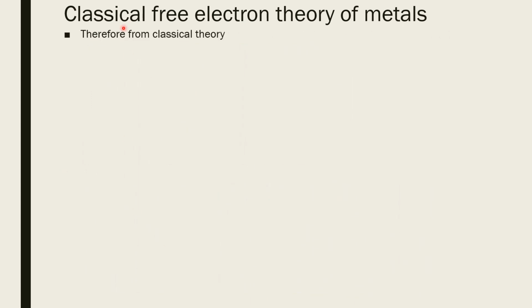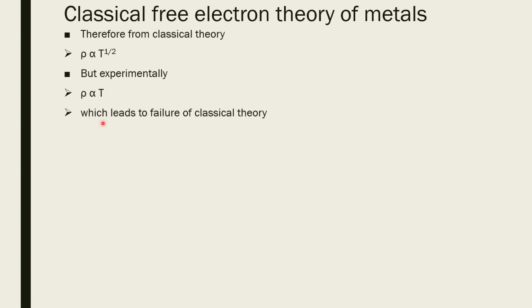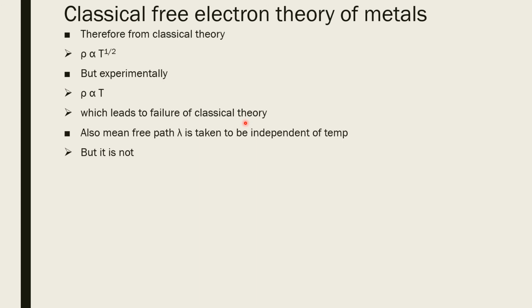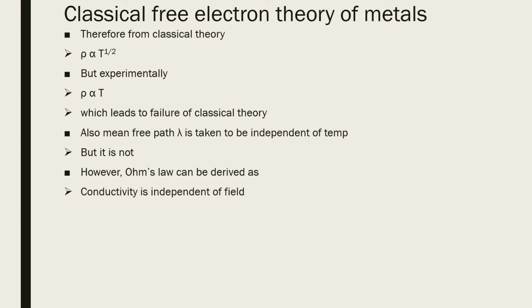Therefore, from classical theory, rho is directly proportional to T raised to half. But experimentally, rho is directly proportional to T, which leads to the failure of classical theory. Also, mean free path lambda is taken to be independent of temperature, but it is not. However, Ohm's law can be derived. Thank you for watching my video.